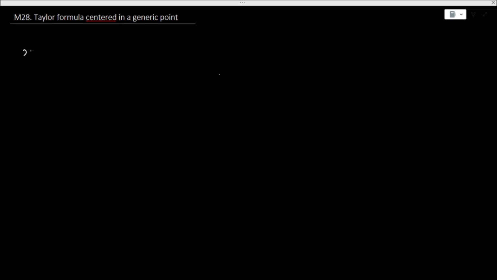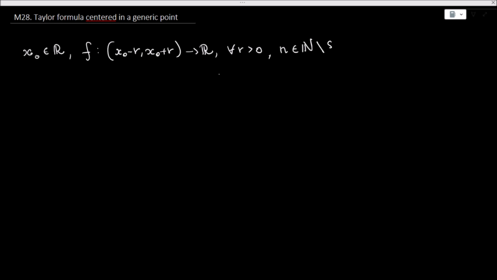So let's say that x0 is a generic point on the real line, and we have a function f that is defined in a neighborhood around x0, from x0 minus r to x0 plus r, that takes values in the real line, where r is any real number larger than 0. And let's also suppose that n is in the usual natural numbers without the 0.